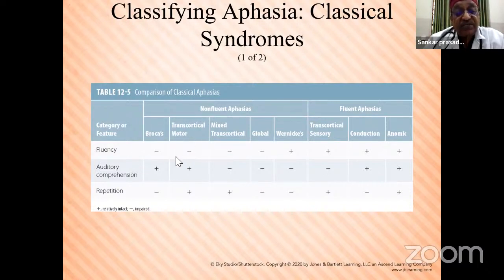Fluency is also lost in transcortical motor, mixed transcortical and global aphasia. In the Wernicke's group and other fluent aphasias, there is no loss in fluency: not in transcortical sensory aphasia, not in conduction, and not in anomic aphasia. The comprehension problems are mainly in the Wernicke's group, while conduction and anomic are preserved.